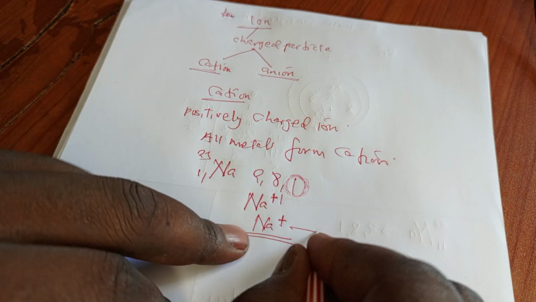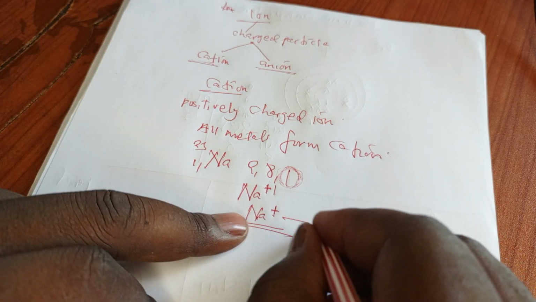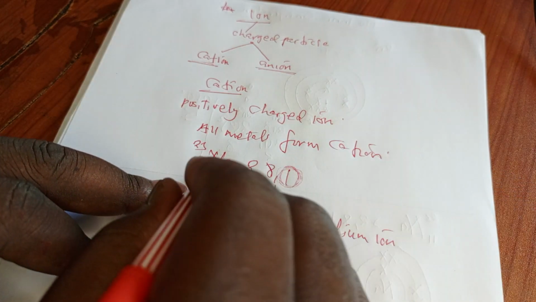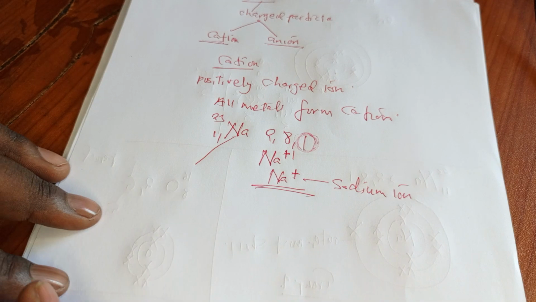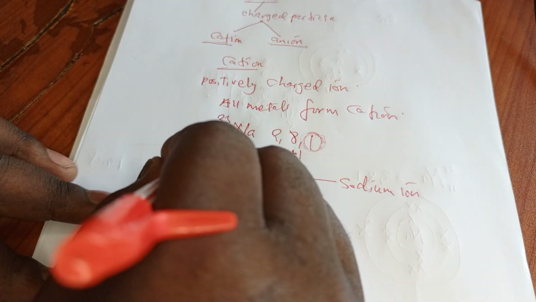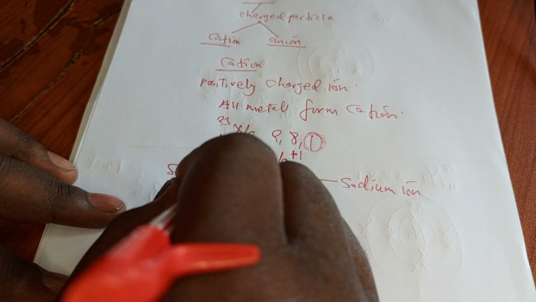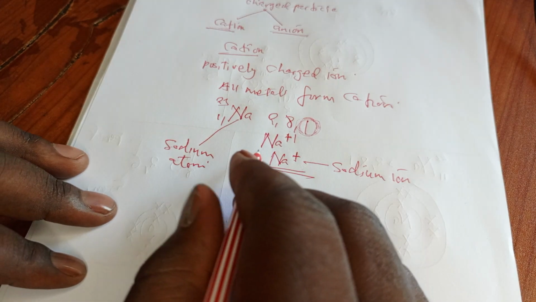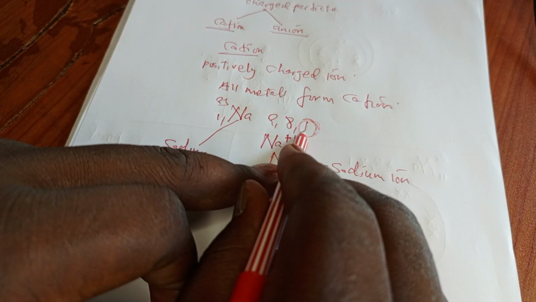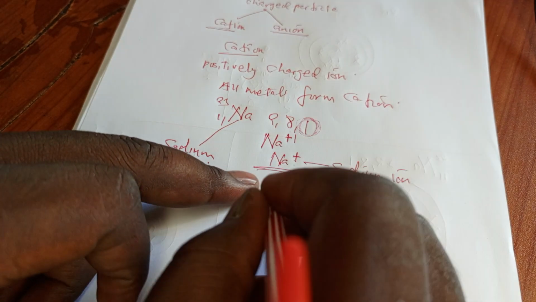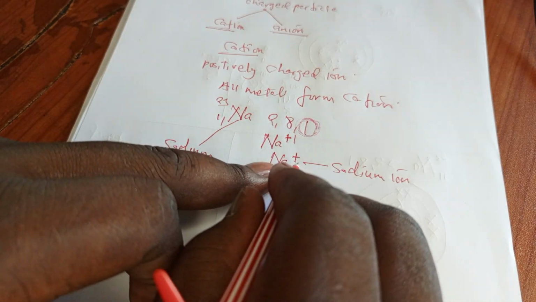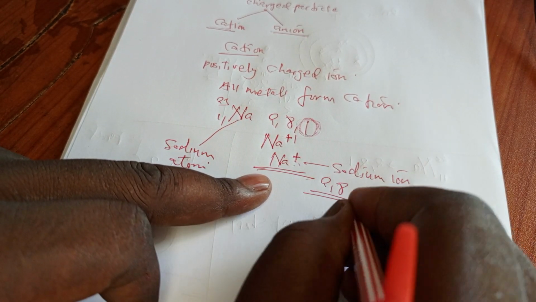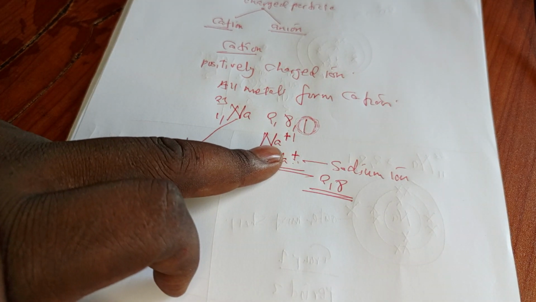So this now will be a sodium ion. But this one without a charge is a sodium atom, because it has got no charge. This one with a charge is a sodium ion, because it lost 1 electron. In this case, the configuration for the sodium ion will change. Since this 1 electron is lost, we have 2,8 as the final configuration for the sodium ion.